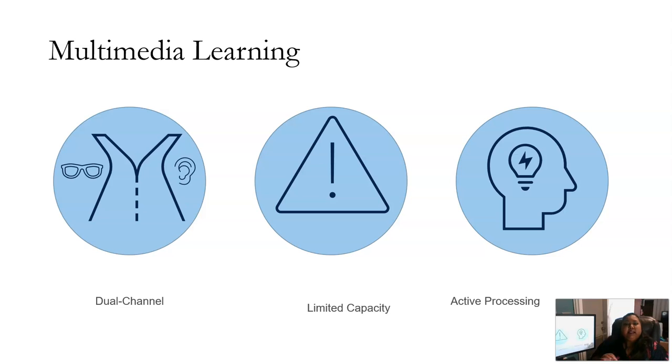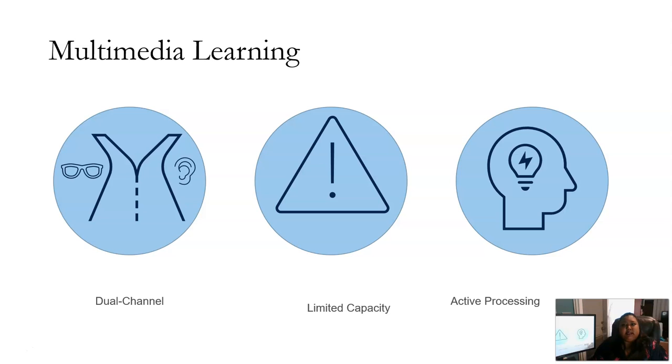All right. Limited capacity states we can only process a few chunks of information at a time in our working memory. Mayer says about 5 to 7 chunks, and some people can do more. Some people have better cognition skills, and so they can retain a little bit more, a higher number on that end of that spectrum. So next, let's talk about active processing.